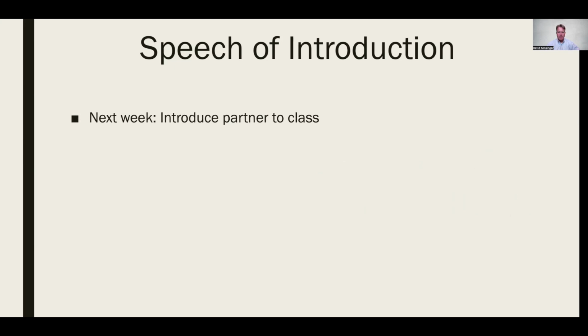Next week, we are going to introduce a fellow classmate to the class. We'll call them our partner. The timing of this speech is 2 minutes. Be careful not to go overtime, but it's a 2-minute speech. You want to aim for about 1 minute and 45 seconds. You will be introducing a fellow classmate to the audience during that minute and 45 seconds.